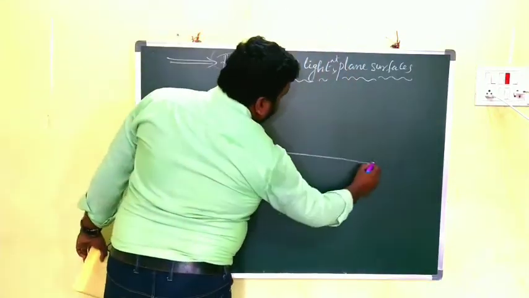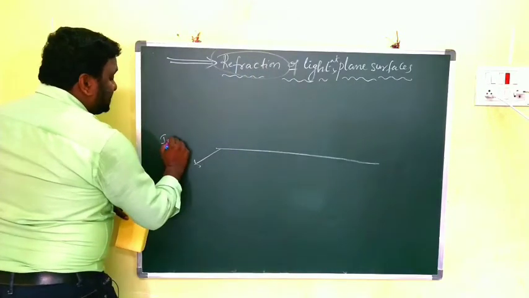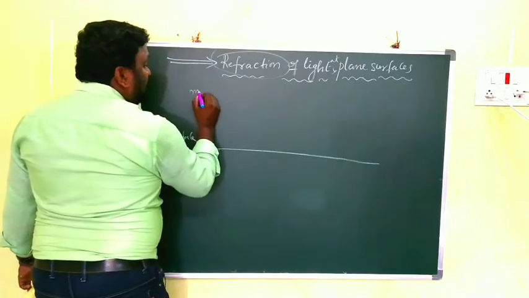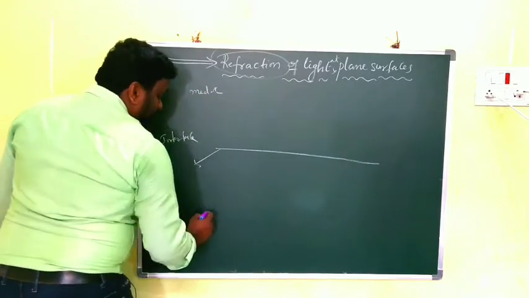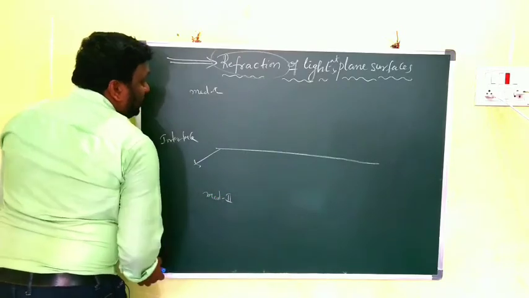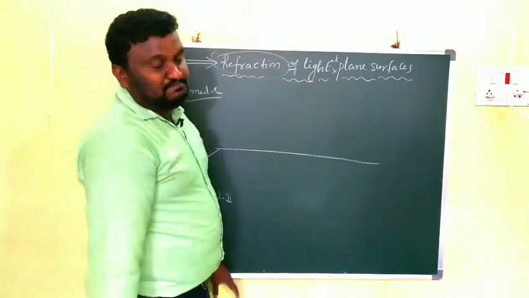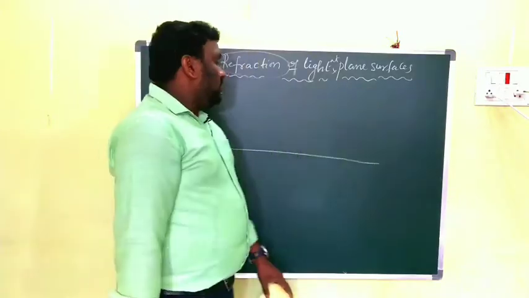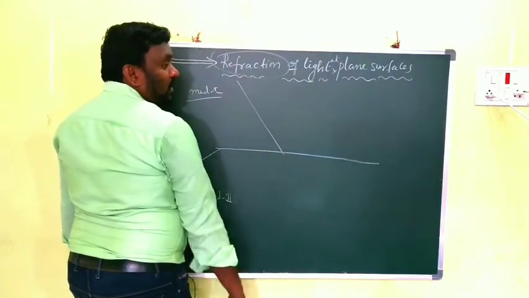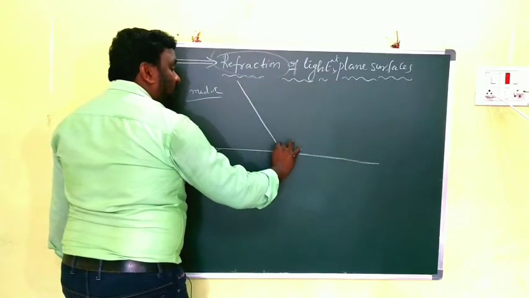Now here this is one interface. What is it called? Interface. Above this we have medium 1, and this is medium 2. I already told you what a medium is. A medium is nothing but that which can allow the light to pass. Clear? Now the light ray is coming from medium 1. Clear, children?